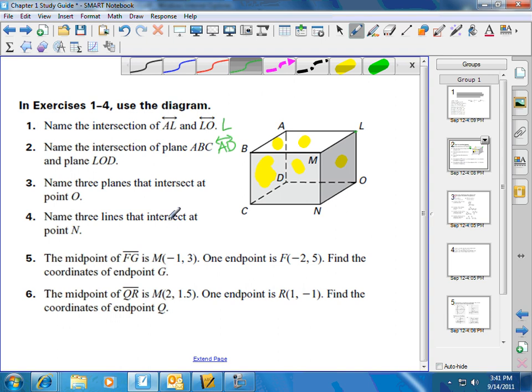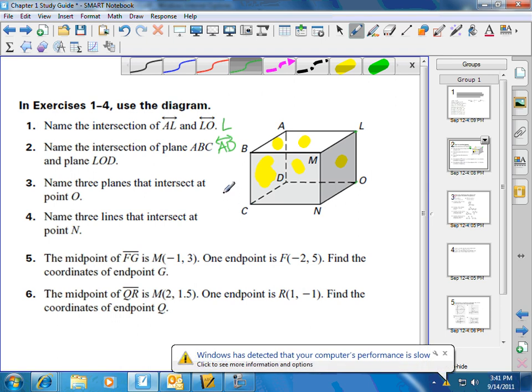Name 3 planes that intersect at point O. So here's point O, and we've got this back plane, this side plane, and the bottom. They all intersect at point O. So that would be plane LON, that's the side, and plane CNO, the bottom, and plane ALO, the back. Number 3, I'm not going to take the time to write those for number 3.